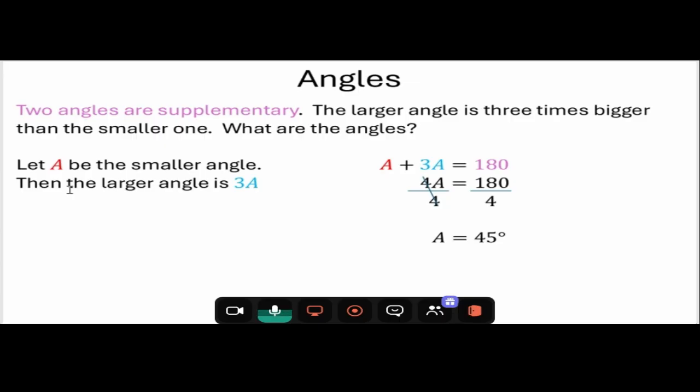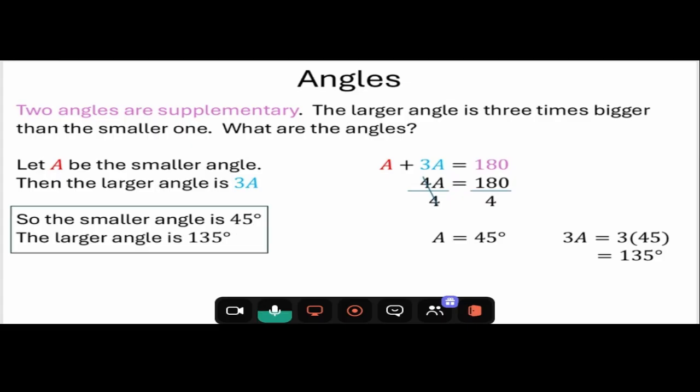Now I'm kind of going through the equation solving bit quickly because we've done this quite a few times now. If you need to slow that down and make sure you remember how to do that, that's fine. Or you could go back and take a look at those working with formula videos again. For these types of questions, the smaller angle is 45, because we got A is 45, and remember A was the smaller angle. What's the bigger angle? Well, we know it's 3 times bigger, so 3 times A is 135. So our two angles are 45 and 135.